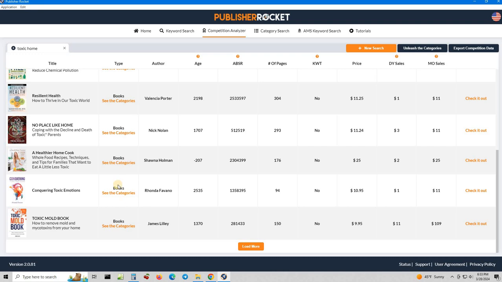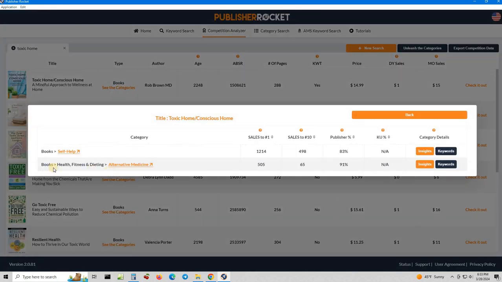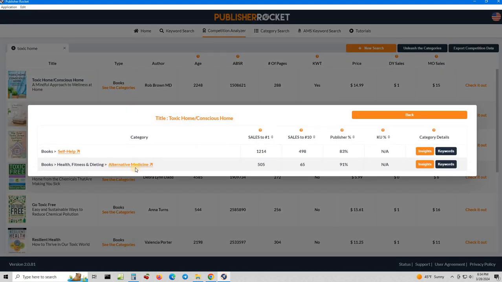So we could load more, but let's look at this guy's book. Let's try to figure out what's wrong. Let's see what his categories are. So he's in a decent alternative category. See, toxic home, conscious home, a mindful approach. So I'm assuming this book is similar to yours. It tells you what is making you sick at home. So really, it should not be in alternative medicine.